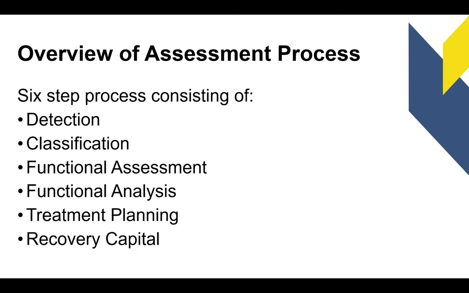So, just an overview of the assessment process. You can break it down into six categories, just for your own conceptualization: detection, classification, functional assessment, functional analysis, treatment planning, and recovery capital. Think of recovery capital as a sort of support network. One of the things I would often ask patients is, have you had a time in the past where you've been able to maintain some period of recovery or abstinence? If the answer is yes, I would explore with them what they were doing then to have success. This could be categorized as assessing their recovery capital. I hope that makes sense to everybody.